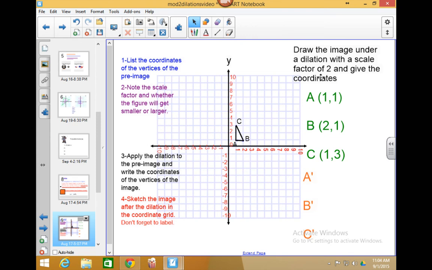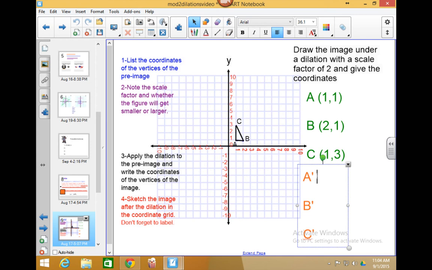Number 2 says note the scale factor and whether the figure will get smaller or larger. Well, my scale factor is 2, which since it's larger than 1, my figure will get larger. Number 3 says apply the dilation to the pre-image and write the coordinates of the vertices or the endpoints of the image. So since we said a dilation is a multiplication, all I'm going to do is take my coordinates, 1, 1, and multiply them by 2 to get 2, 2.